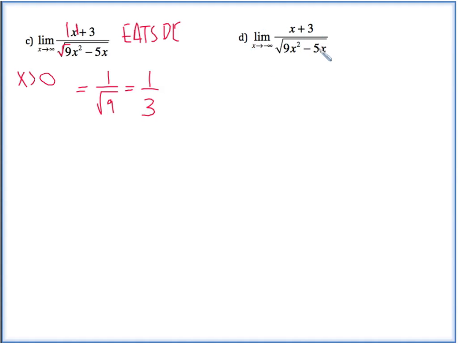Now in this case it's the same function, but now we're going to negative infinity. So we can still see that effectively the exponents are the same. So we want to divide the coefficients, here and here, so 1 and the square root of 9. But remember, x is going to be less than 0. So when you have that square root symbol, we actually get negative. So it's 1 over negative square root of 9, or 1/3.